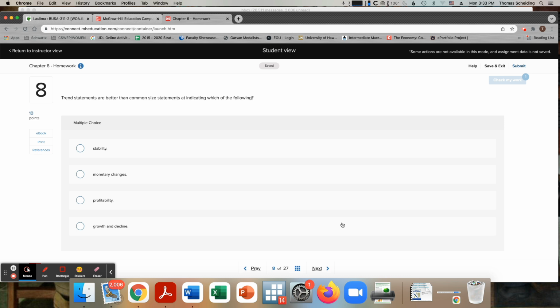Trend statements are better than common size statements. Yeah, this one is just definitional. Why is it that trend statements are better than common size statements? What would it be best at indicating? Well, it's not going to say very much about stability, because we would need to know something about how things are.